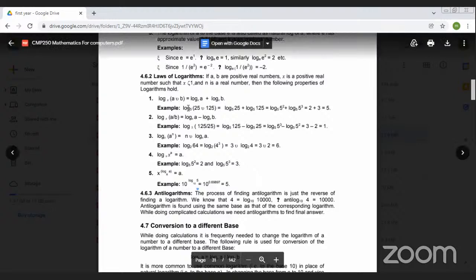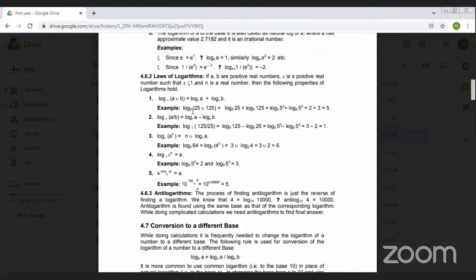Let's see an example for this. Log to the base 5 of 25 into 125. We can't multiply this, right, because it is a block log. Therefore, we split it into two terms. Now 25 can be written in the form 5 raised to 2.